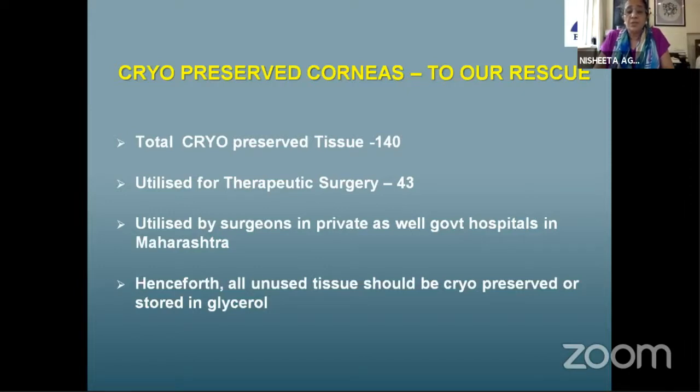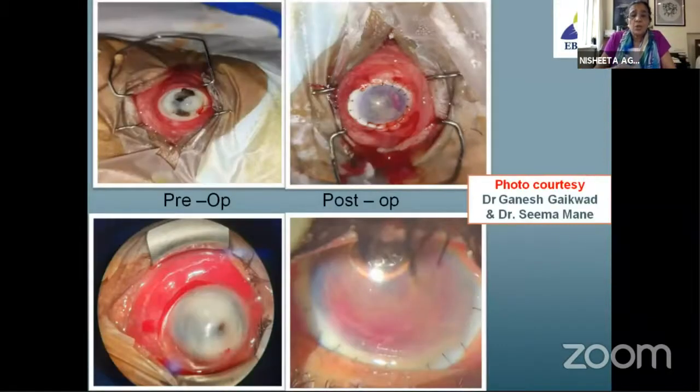We were able to service 43 requests, and surgeons in private as well as government hospitals in Maharashtra had access to this tissue. Now, the point here is that unused tissue came to our rescue, and we need to note that any unused tissue can easily be cryopreserved, or stored in glycerol, so that during another pandemic or during a shortage or emergency procedure when tissue is not available, we have access to it more easily. Next slide.